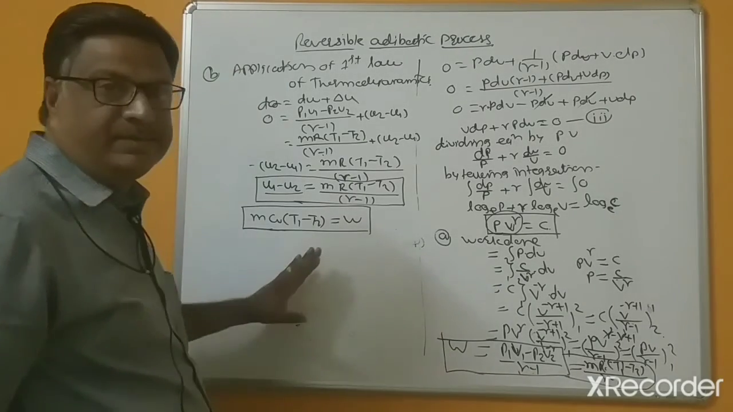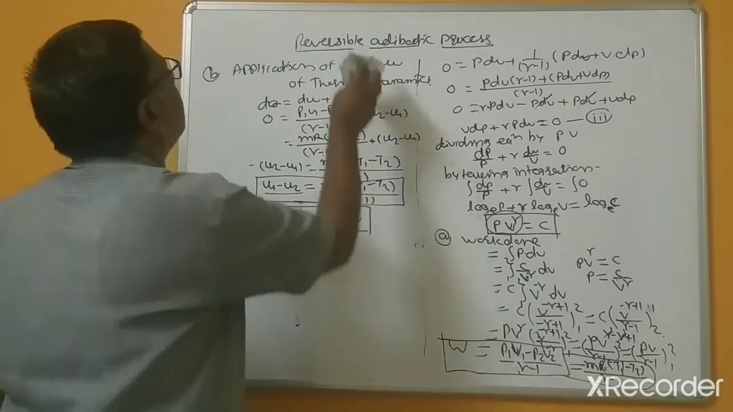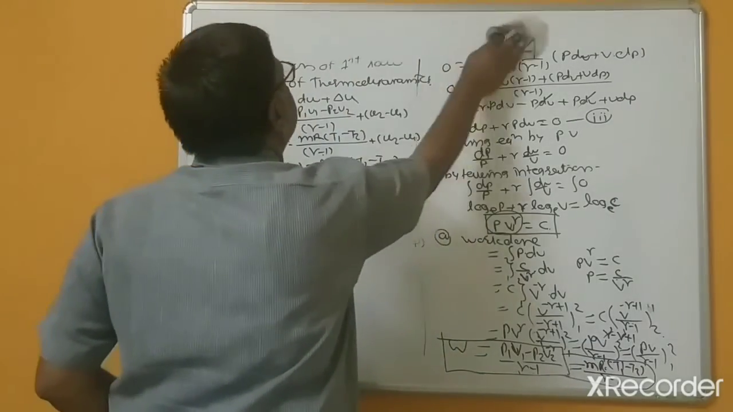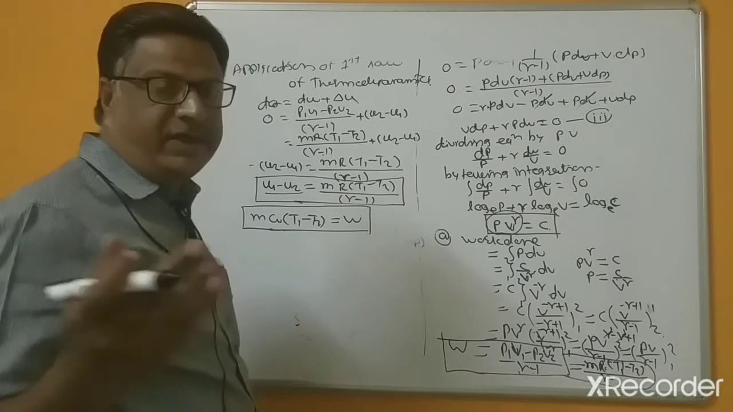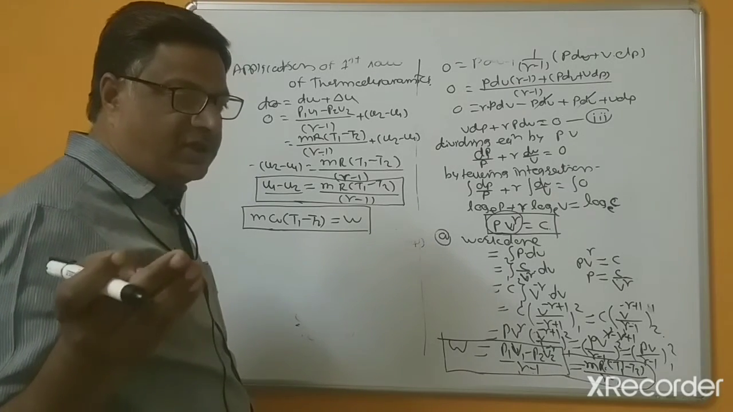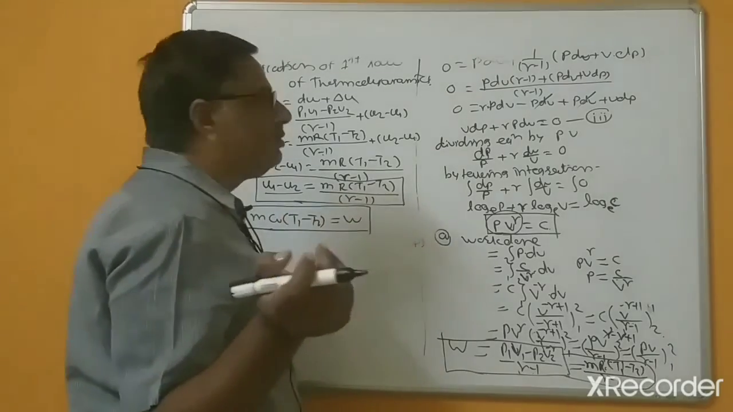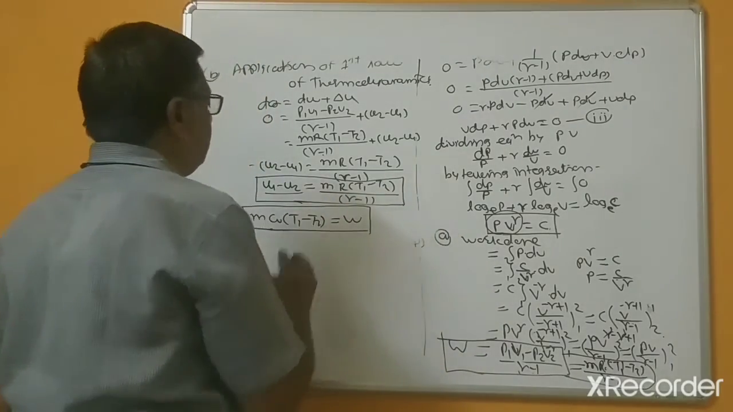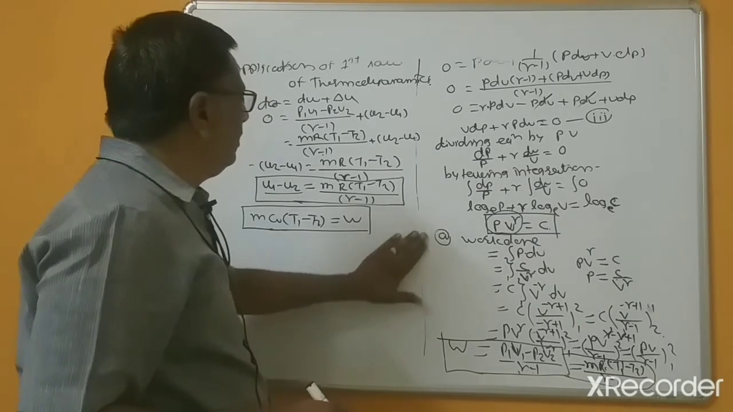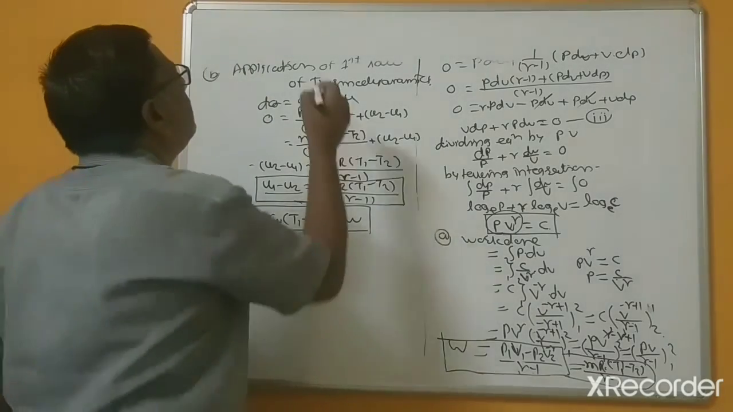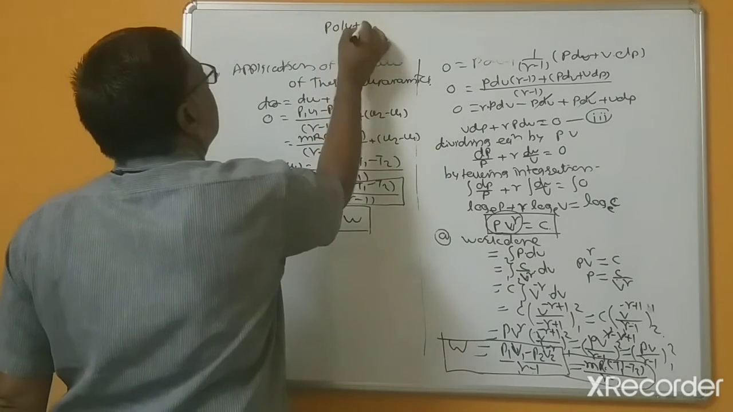This is clear. Now we will see the next process. We already studied the constant volume process, the constant pressure process, the constant temperature process, and the reversible adiabatic process. Now the fifth type of process is the polytropic process.